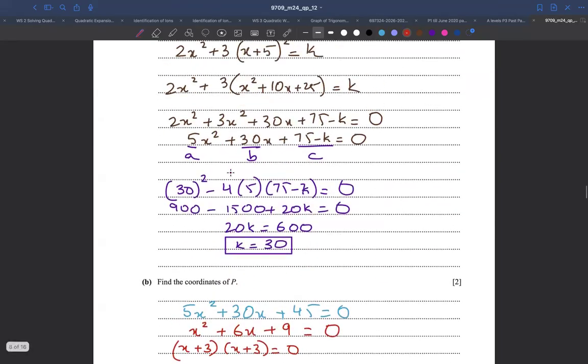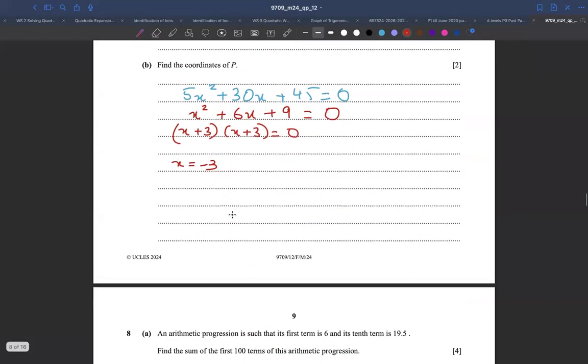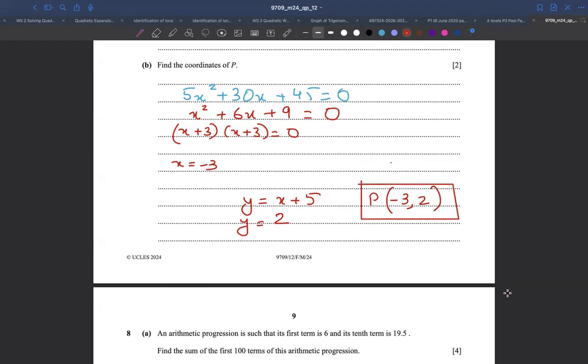Once I have the value of x as minus 3, y equals x plus 5. x is minus 3 plus 5, which should be 2. And the coordinates of P, you write like this: (-3, 2). Write your answer like this in the exam. Everything should be 100% clear for the exam.